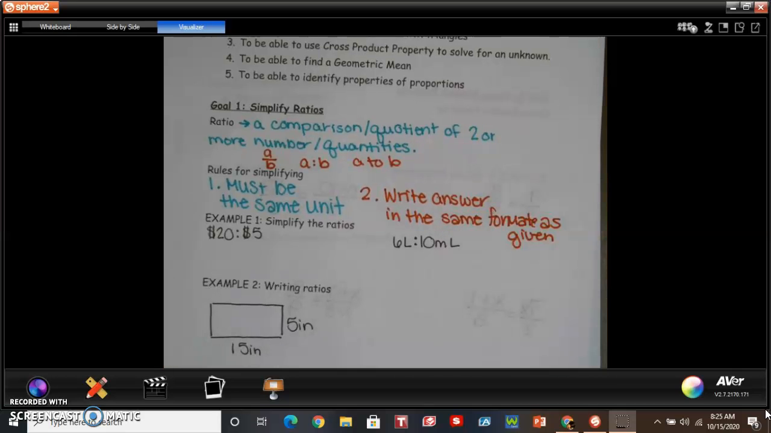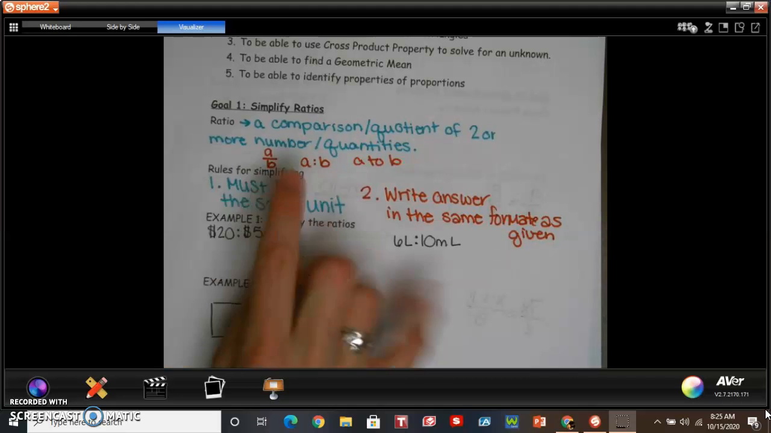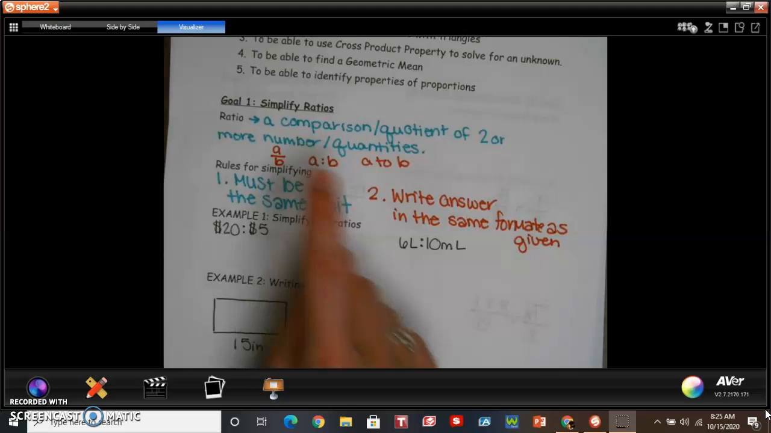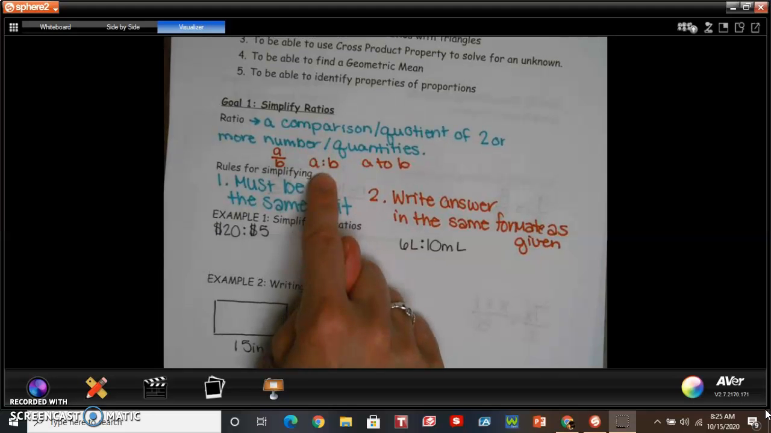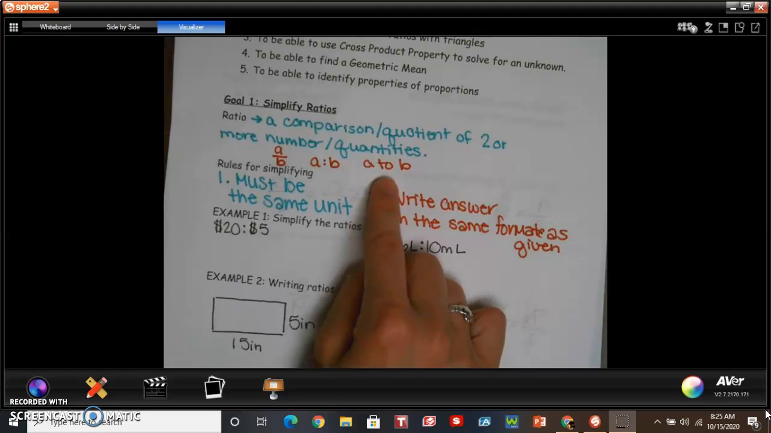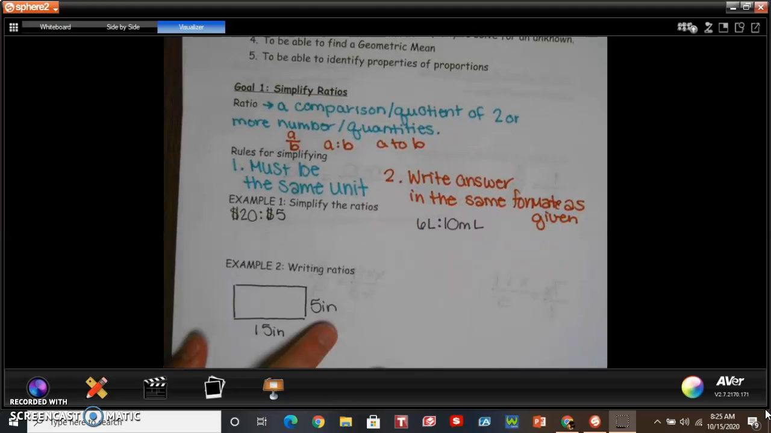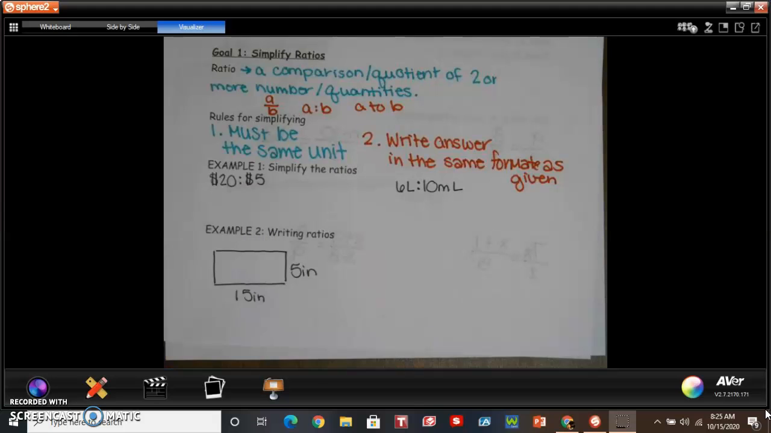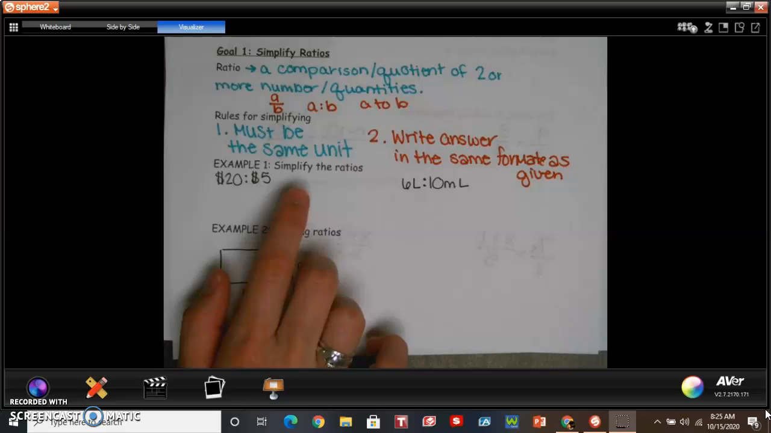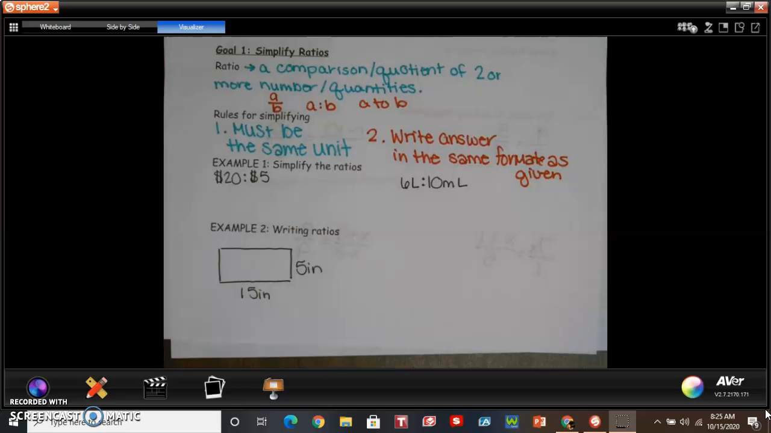All right. So, for example, if your question is in fraction form, your answer needs to be in fraction form. If it's in this sentence structure, it needs to be in that sentence structure. If it's in a complete sentence, it needs to be in a complete sentence, okay? So let's practice simplifying ratios. Starting with example 1, our first one says $20 to $5. So, step 1, are they in the same unit? Yes, they're both in dollars, so we're good to go.